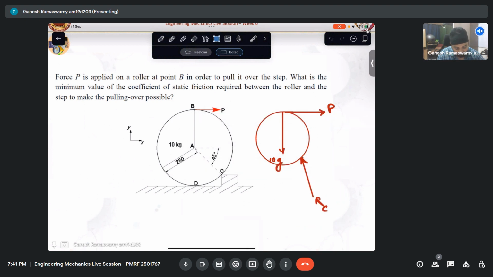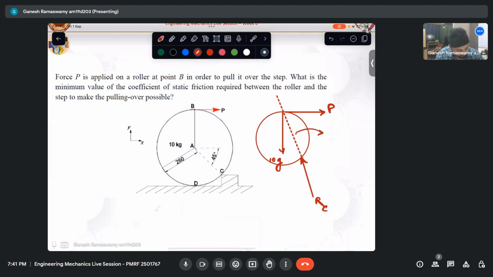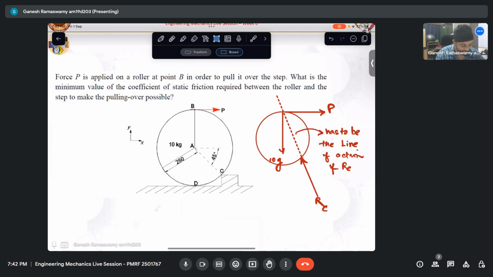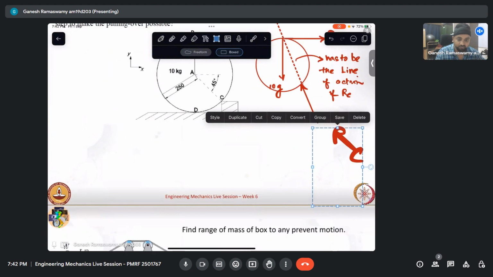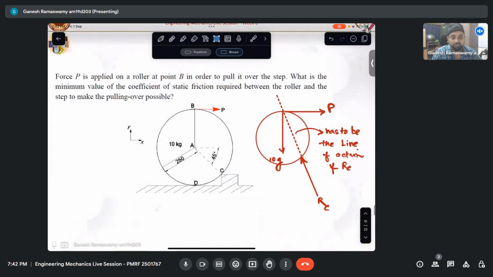So my line of action should be such that it has to be the line of action of RC. This has to be to satisfy equilibrium. So the line of action is actually like that. If this does not happen, then this condition won't be possible. The pulling over operation will not be possible because there is some residual moment which is not keeping that in equilibrium when it loses contact at D.